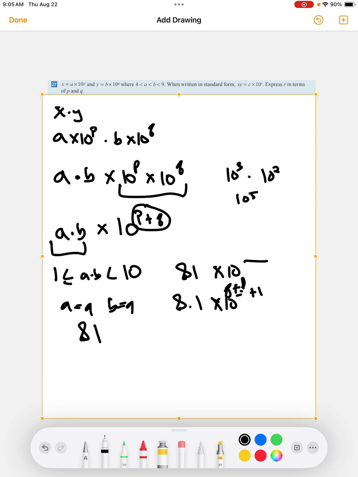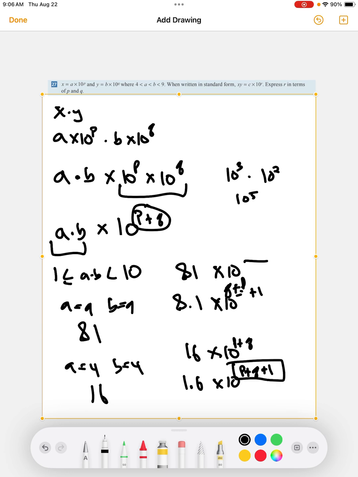Now we can think about, what if it's the smallest number possible here, which is going to be 4, right? So let's imagine a is 4 and b is 4. That's going to give me 4 times 4, which is 16. Same idea, right? I can't write 16 times 10 to the p plus q, because this number is not between 1 and 10. So I would need to write this as 1.6 times 10 to the p plus q plus 1. So the answer to this question is that r value, that power of 10, is p plus q plus 1, because the product of a and b ends up being more than 10. We have to put another 10 on the exponent there.